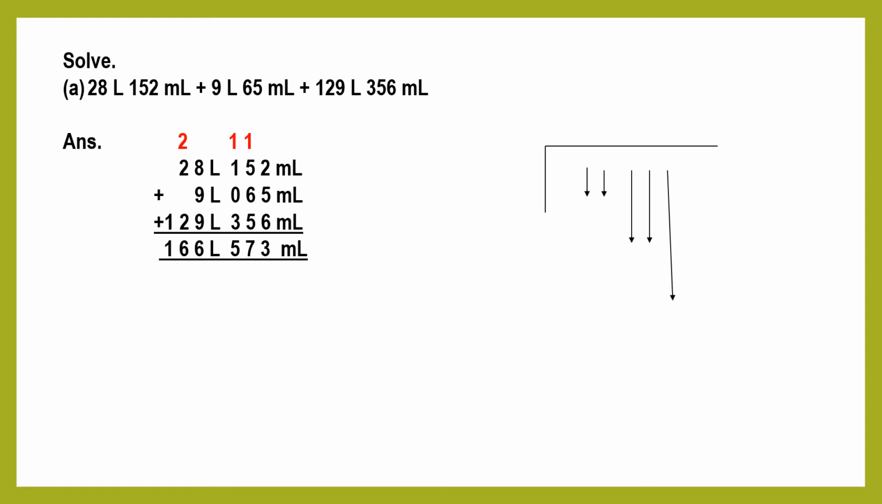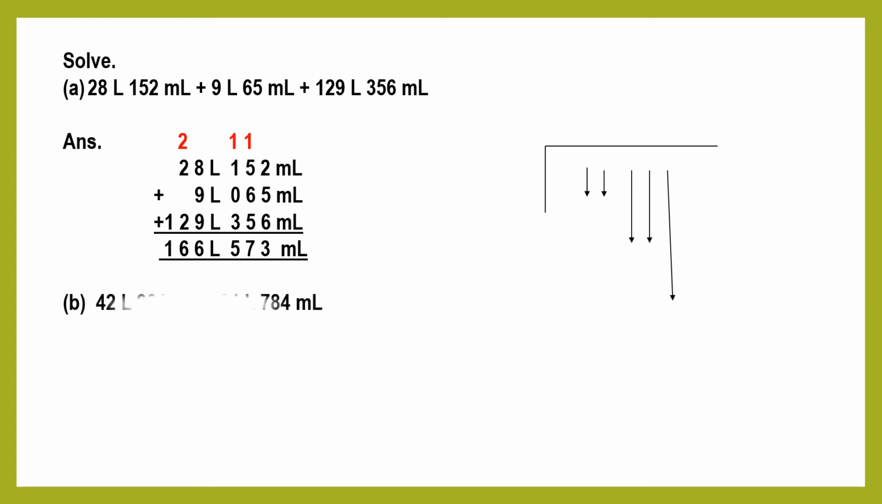Write the unit also, liter. Then 8 plus 9 is 17 and 17 plus 9 is 26. So 6 you will write in the answer part and 2 as carry. Now 2 plus 2 is 4, 4 plus 2 is 6. After that 1 is also there. So write 166 liter. So total answer is 166 liter 573 milliliters.